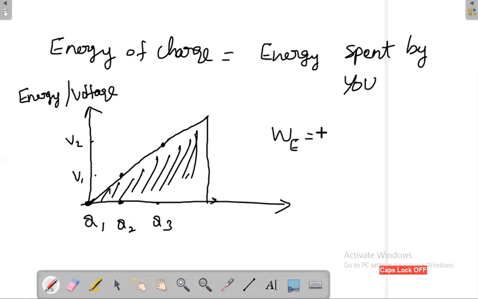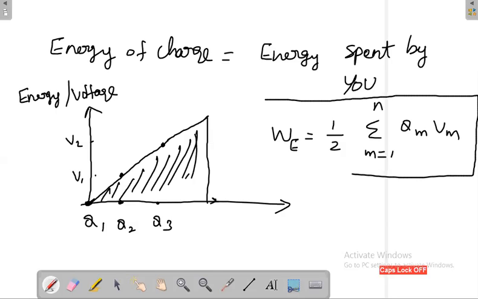That area of the triangle is equal to 1 by 2 summation m equals 1 to n, say for example n number of charges is there, of qm vm. This is the total energy present in the system, and also this is the total energy you have already spent. This is the total energy, 1 by 2 summation qv.